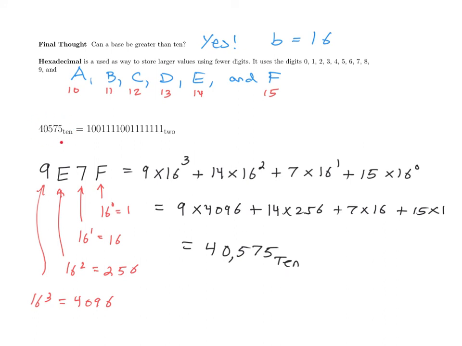So here you have this base 10 number, 40,575. You could actually store that as 9E7F, and you're using one less place value to do so. So in computing, it might be beneficial to use a larger base just because in terms of storing the value, the numeral, you're using less storage in order to do so.